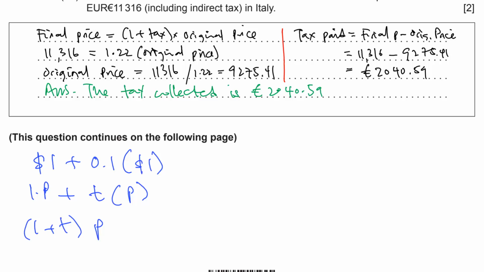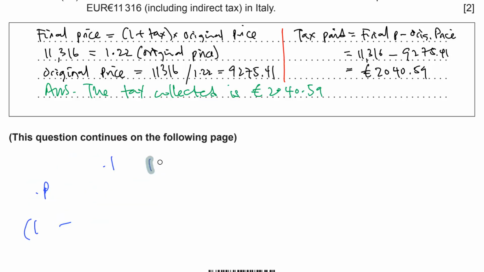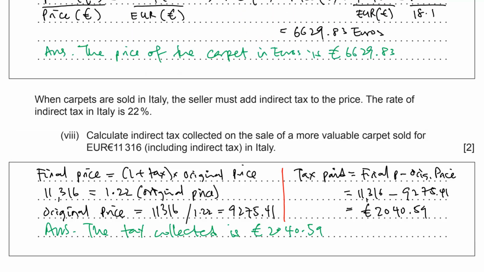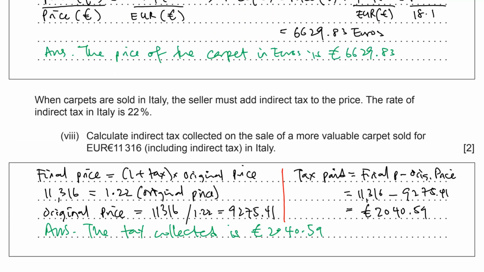Not sure if that makes any sense, but essentially that's what's happening when we have this version of the equation up here. So final price is equal to 1 plus tax times the original price. So all we have to do is solve for the original price.